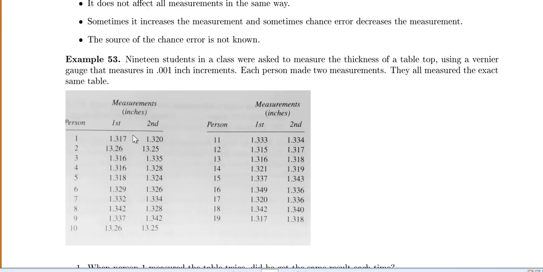So the first person measured it once and got 1.317. The second time, he got 1.320. The second person got, I think that's a typo, 1.326 and 1.325. The next person, 1.316 and 1.335, etc. So notice that every person is getting different results, and even the same people are not getting the same results the first and second time they measure the table.